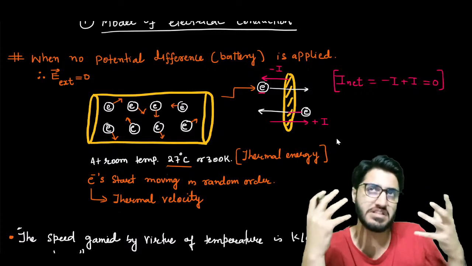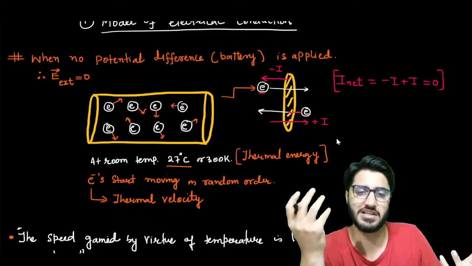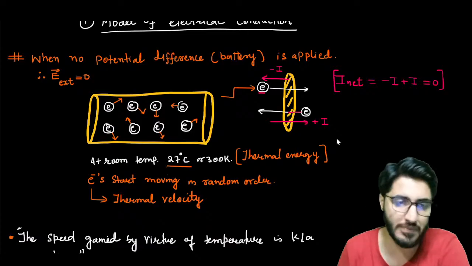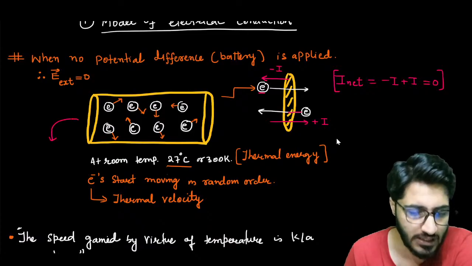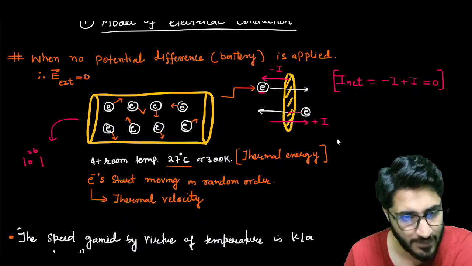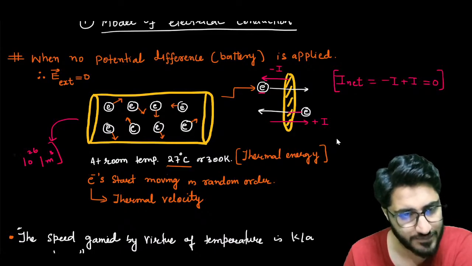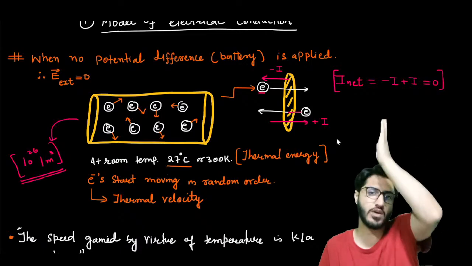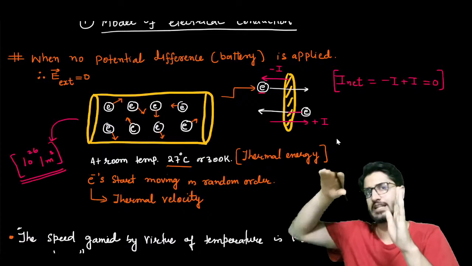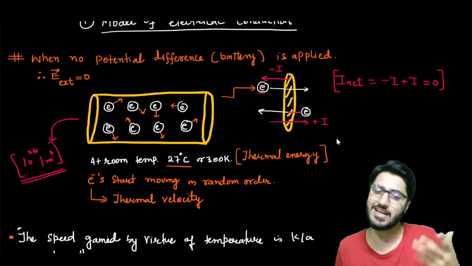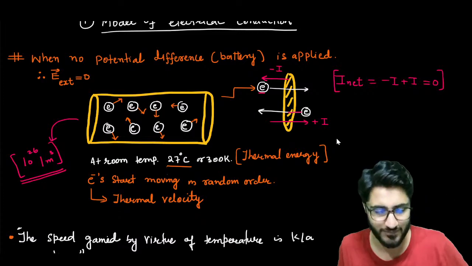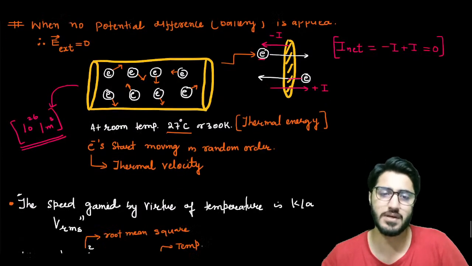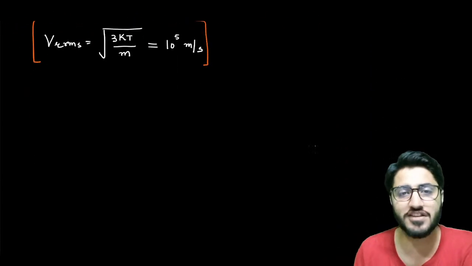Why? Because in 1 meter cube of volume of conductor, there are approximately 10 to power 26 electrons. These electrons are doing some random motion. So if we take one cross-section area, some electrons will flow like this, some will flow like this. Both will cancel out their effect, so the net current will be 0. Now, if somebody asks you what is average thermal velocity?